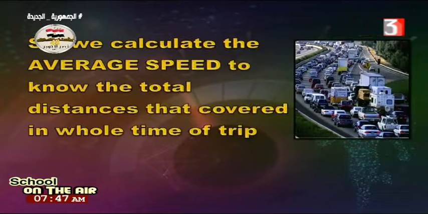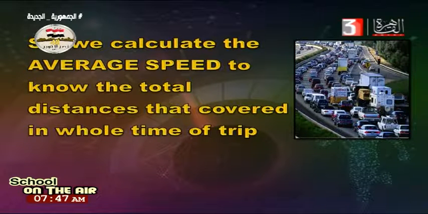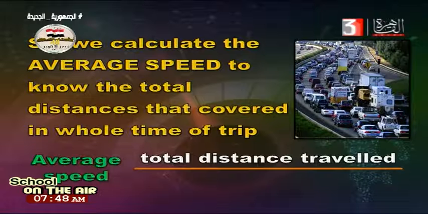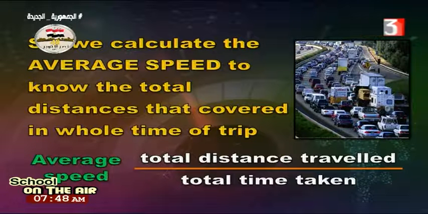What's meant by average speed? We can calculate the average speed to know the total distance that covered in all time of trip. We divide total distance that covered in all time of trip over time. We divide the total distance I traveled over total time. This is how I get the average speed, and this happens, as we see in the picture in front of us, because of the traffic jam or traffic lights. Average speed equals total distance traveled over total time taken.